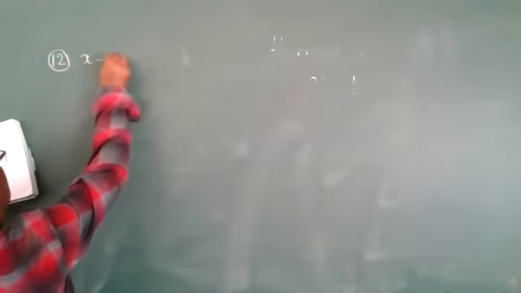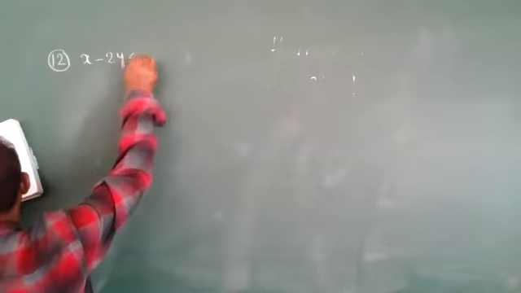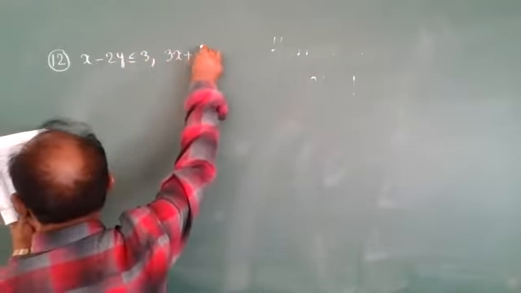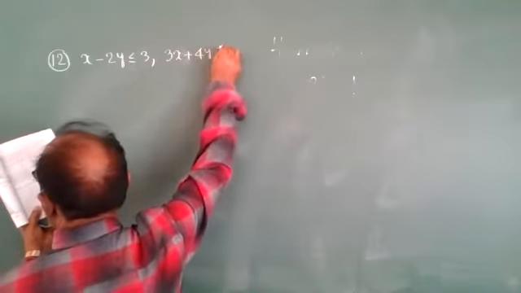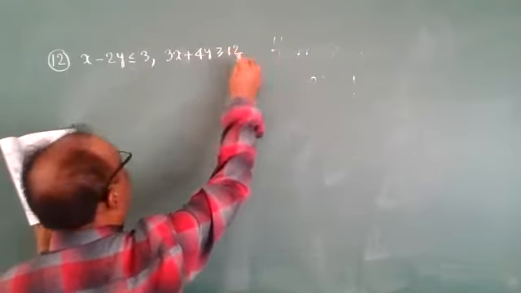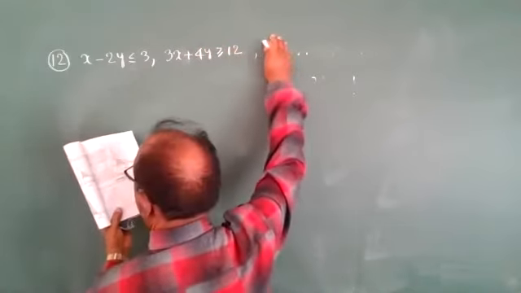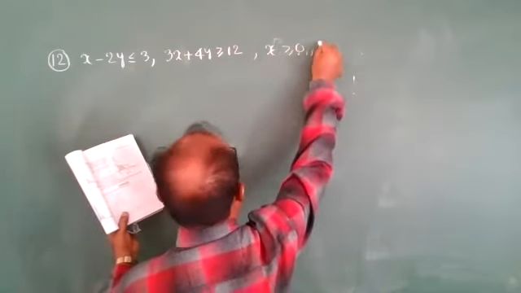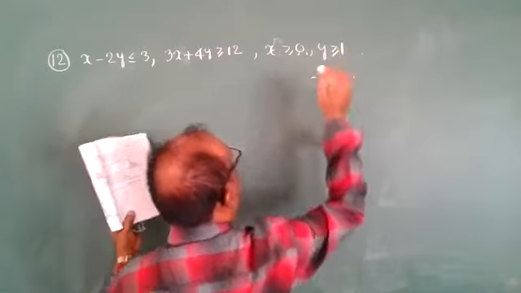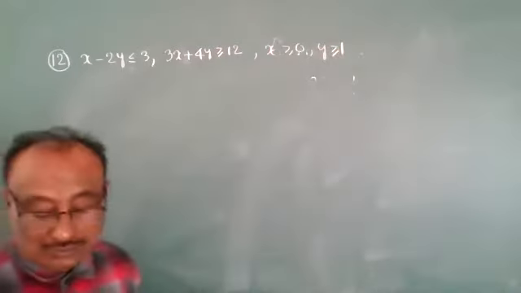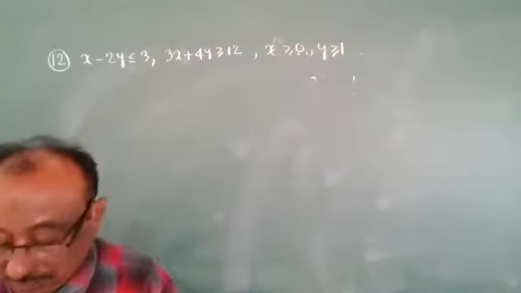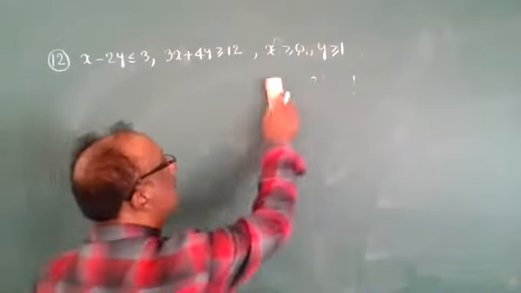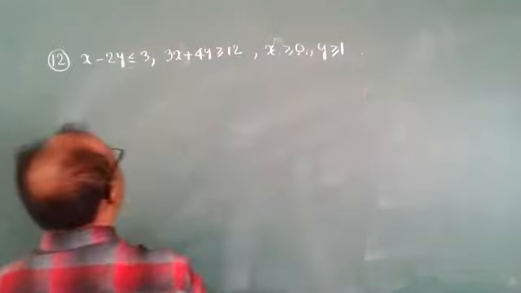x minus 2y less than or equal to 3. 3x plus 4y greater than or equal to 12. x is greater than or equal to 0 and y is greater than or equal to 1. Right, everyone take the points, consider the equations first.